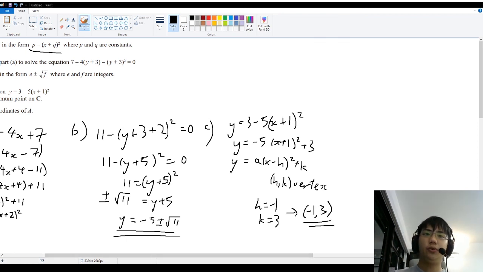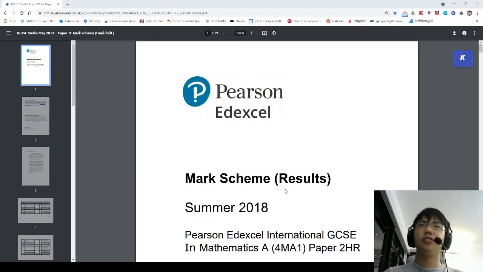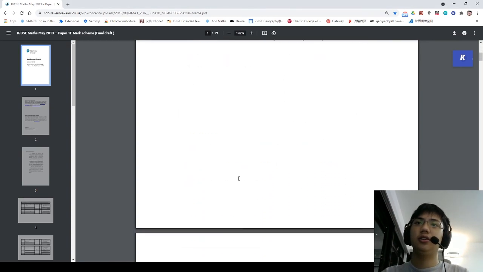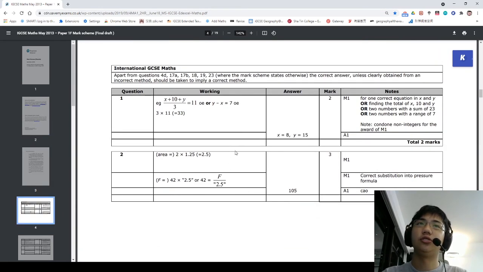Since we finished the paper, we can start covering the mark scheme. So let us open the mark scheme. Here. So this is the mark scheme for summer 2018 for Pearson Edexcel International GCSE Mathematics A, 4MA1 Paper 2HR. So there's just a bunch of guidance and, oh, here's the mark scheme already. So I'll just stop talking and you can just look at the mark scheme.